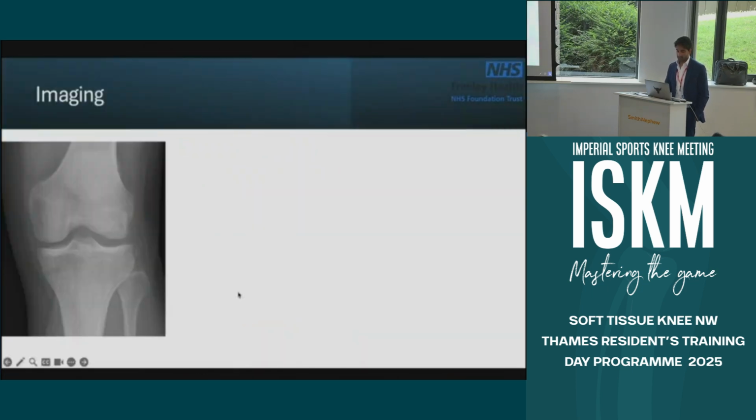What's this? What is the Segond fracture? We mentioned it a couple of times, but no one's actually said what it actually is. What is it? Just shout out loud. Yeah, so what particularly about the capsule?